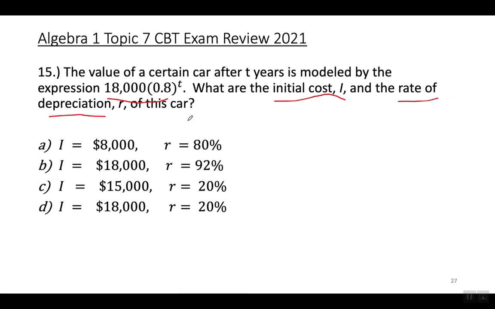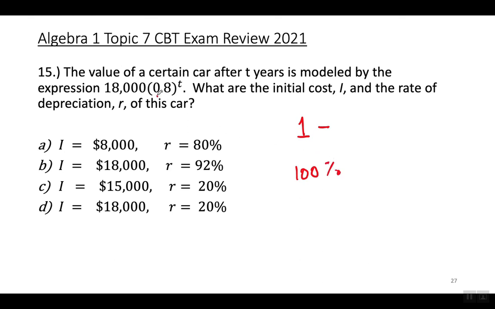Okay, all right, so the initial cost is easy. It's 18,000, obviously. Okay, now the rate of depreciation. Remember, that's the amount that you're subtracting from 1 or from 100%.